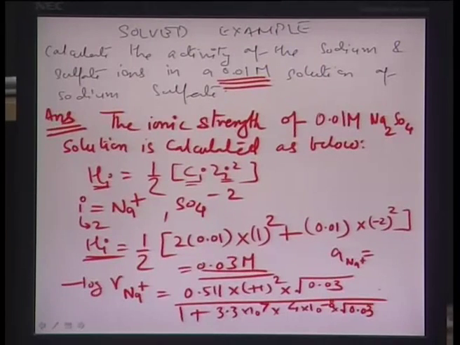Okay. So, this comes out to be equal to 0.0719. That is the negative log of the ionic activity coefficient of Na plus. So, let us do the same kind of calculation for the SO4 ion.